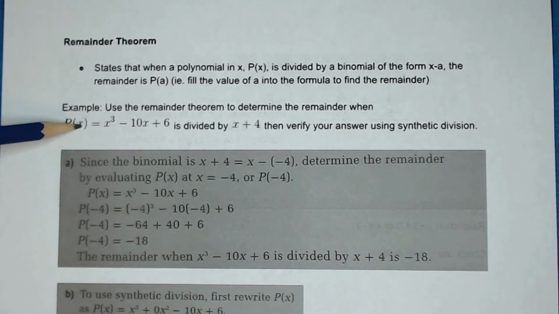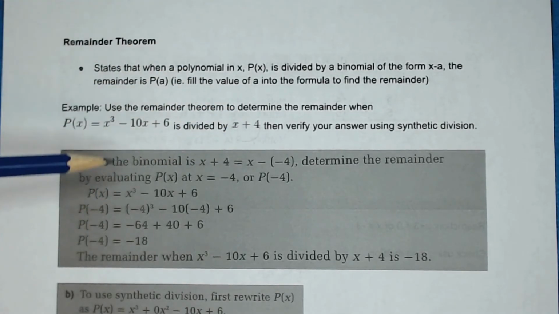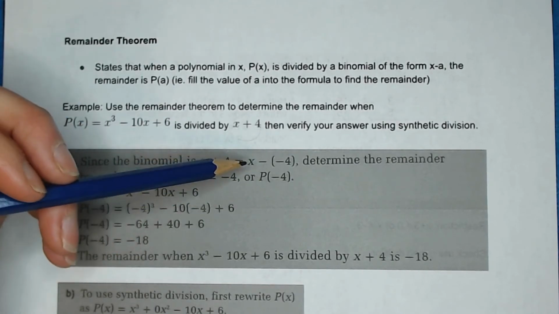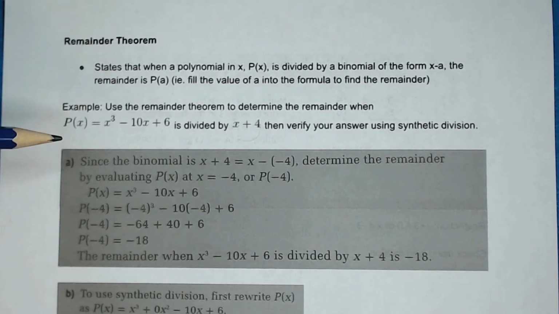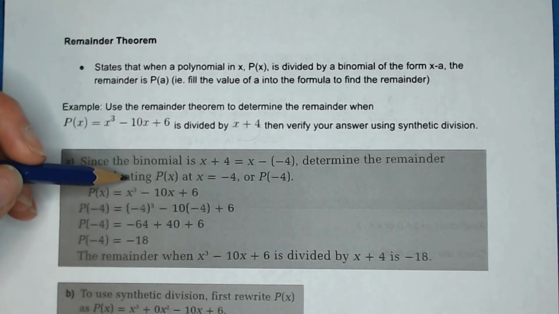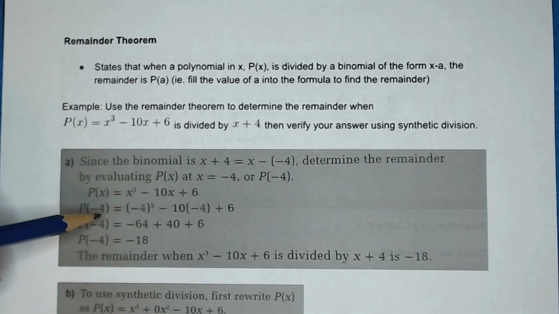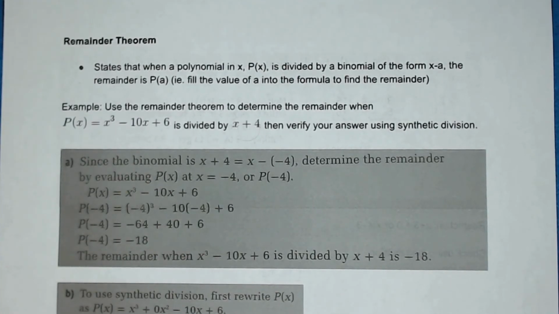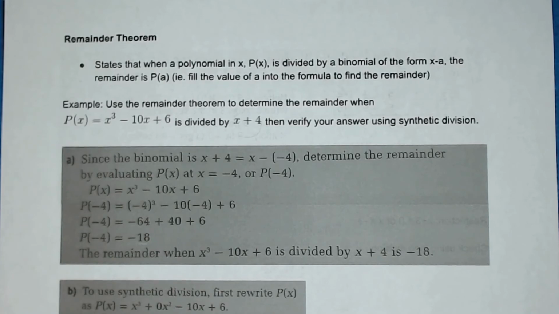In our example, we have p of x equal to x cubed minus 10x plus 6 and it is divided by x plus 4. So since the binomial is x plus 4, then x plus 4 equals x minus negative 4, and therefore we're going to be evaluating p of negative 4. So you just take that negative 4 value, plug it in. Anywhere there's an x, put a negative 4 and just solve for it. When we get to the end of this question, we find that the remainder is negative 18.